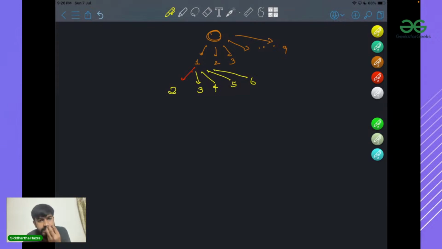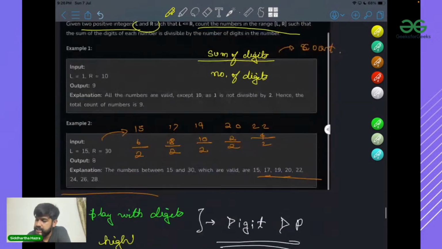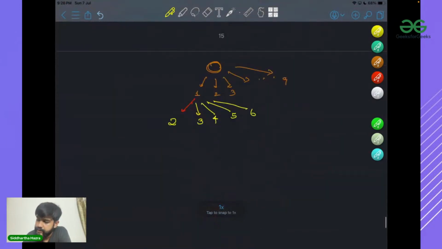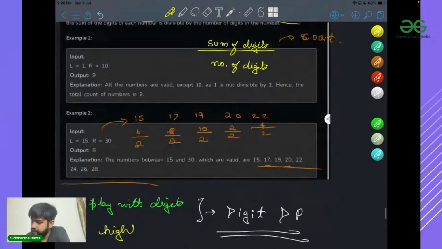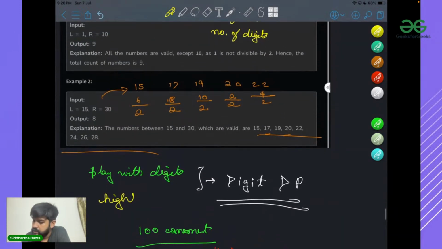Now let us try to find out the number of values for a simple test case like 15 to 30. Do we have any values? So now see what we would do. Let's say L is equal to 1 and R is equal to 30. Simple enough. Now let's start from this point.